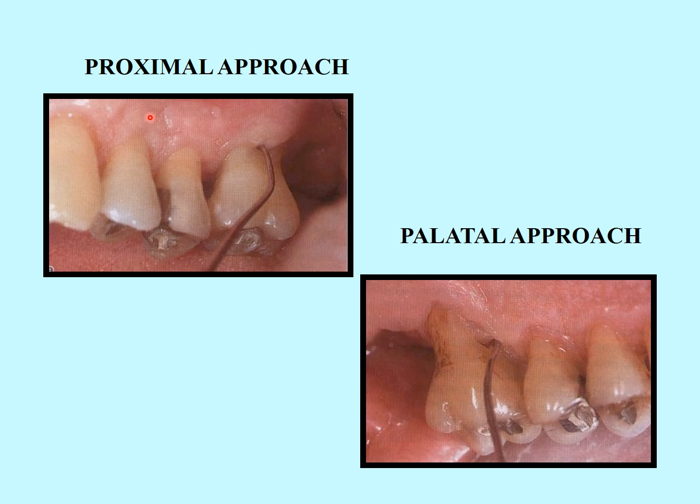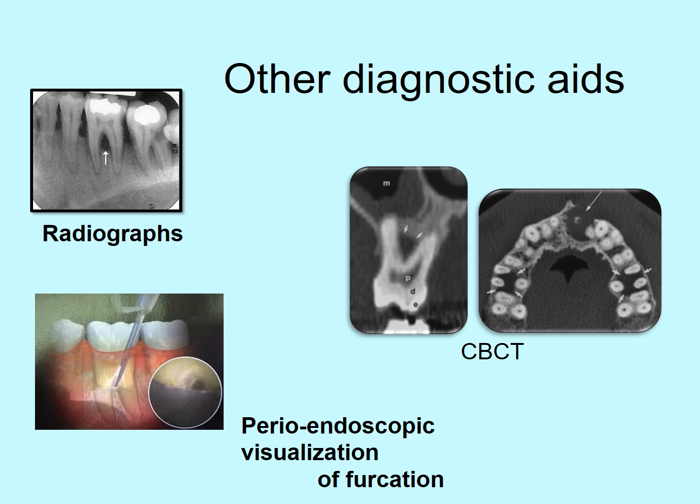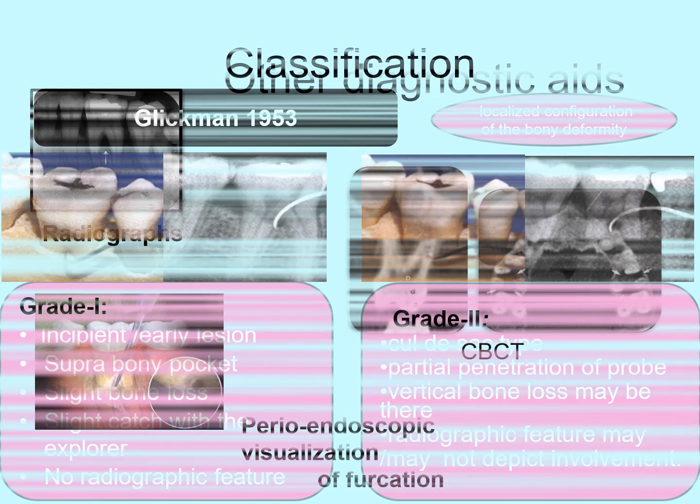Coming to the proximal approach and palatal approach of the Nabers probe, you can see that this is the palatal approach, and this is the proximal approach. Other diagnostic aids include radiographs to identify the furcation, CBCT, and also periendoscopic visualization of the furcation.